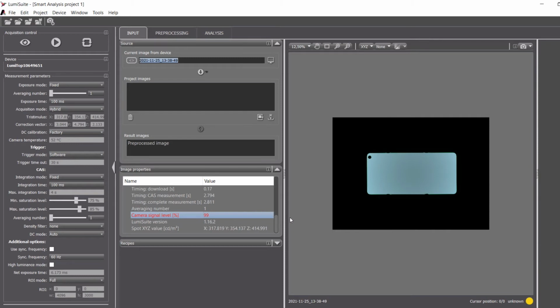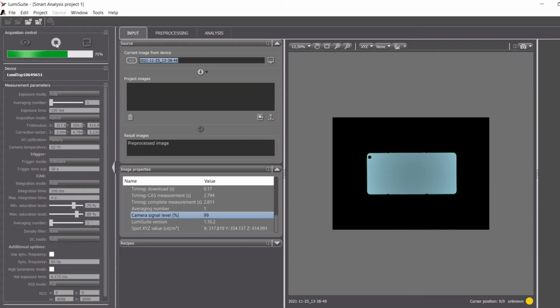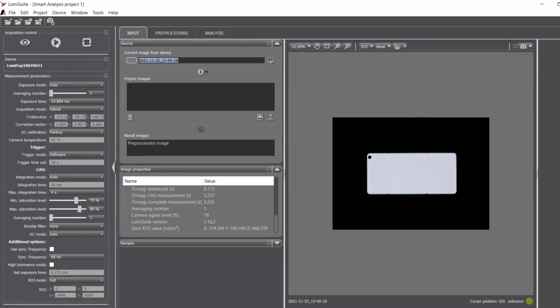The easiest way to get an optimal signal level for the camera and the CAS is setting the exposure mode for camera and CAS to auto. Now, the exposure time of both devices will automatically be adjusted to achieve an optimal signal level. The signal level of the camera is now inside the recommended range. Same for the spectrometer. And as you can see, the signal level indicator is green as well.